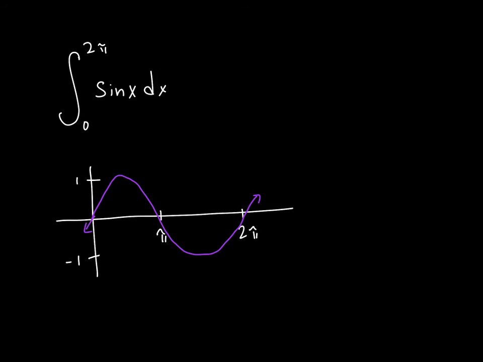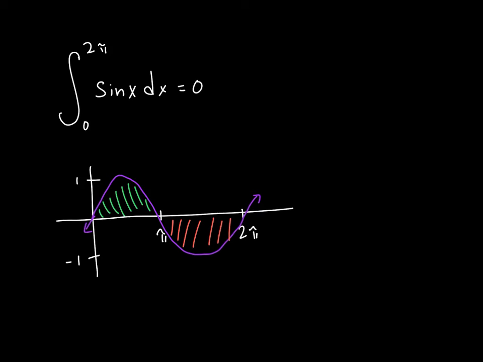Now, I'm only interested in the area between 0 and 2 pi. Anywhere in the region where it's above the axis, it would be positive. Anywhere below the axis, it would be negative. So the net area of this is actually 0.